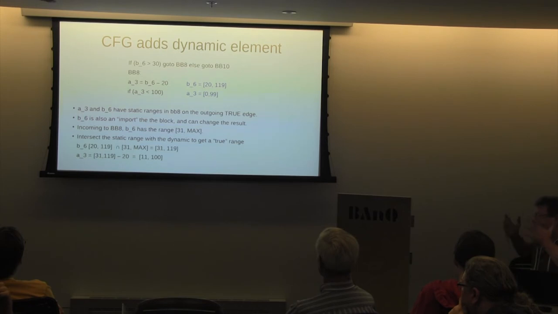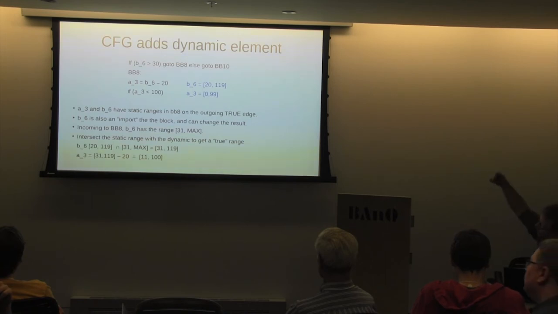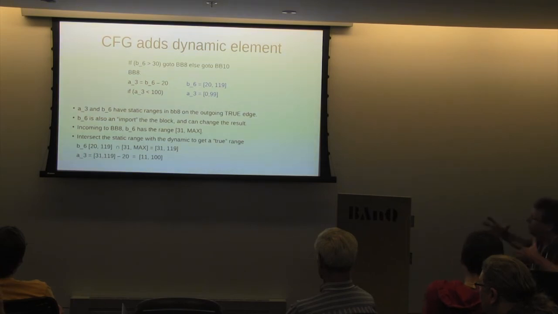And so in this way, when range does this dynamic query, it goes back and asks. When you ask for the range of A3, it will see that V6 is allowed on entry to basic block 8, so it will do a query asking what V6's value on entry to that block is, and it will walk back and resolve all these things. This is just how we combine all the different values.